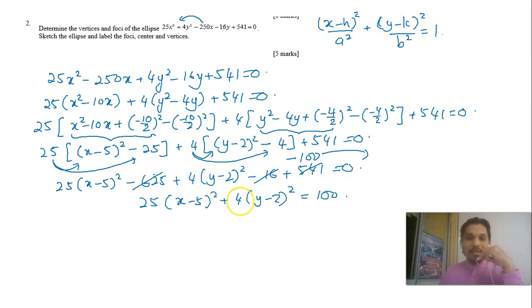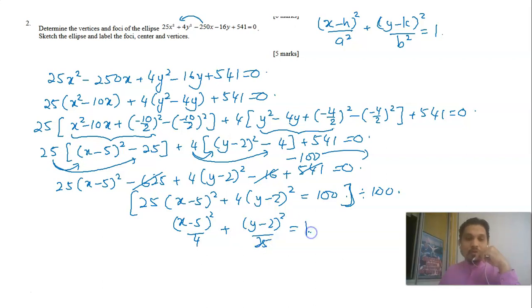Okay, so now if we divide every single term by 100, 25 divided by 100, which is (x minus 5) squared divided by 4, plus (y minus 2) squared divided by 25, equal to 1. So here now, a squared is 25, b squared equal to 4. So then a equal to plus minus 5 and b equal to plus minus 2.